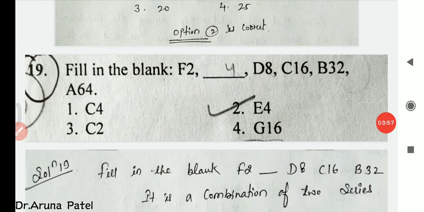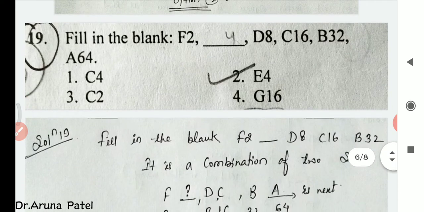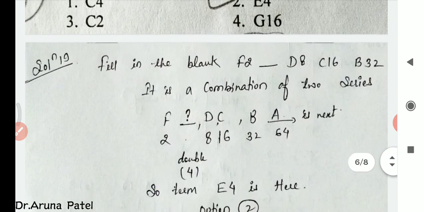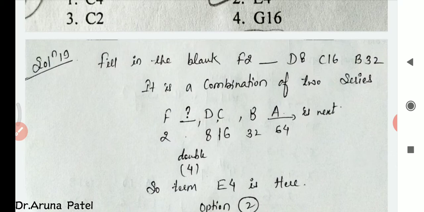Now the next question is question number 19. Fill in the blank: F2, blank, D8, C16 and B32, A64. Here the numbers are given together with the alphabet. So how is it simplifying? Fill in the blanks are given in a combination of two series. So one series is alphabet and the other series is a number.